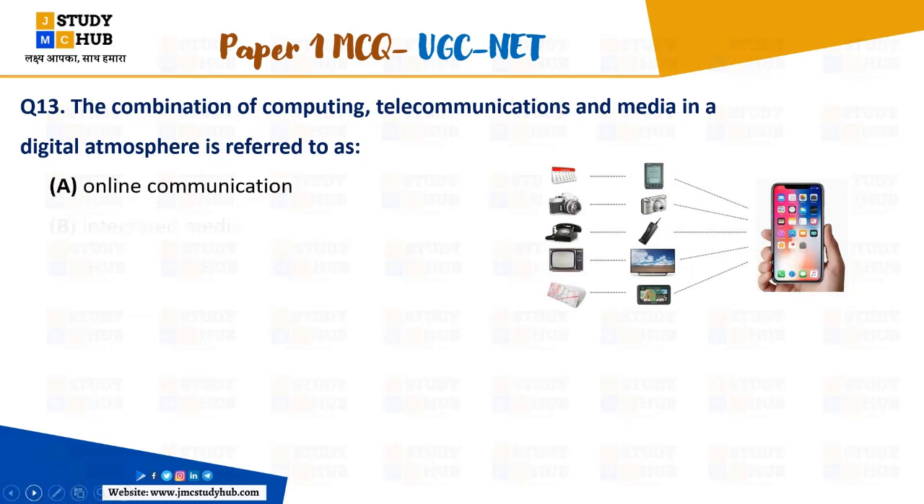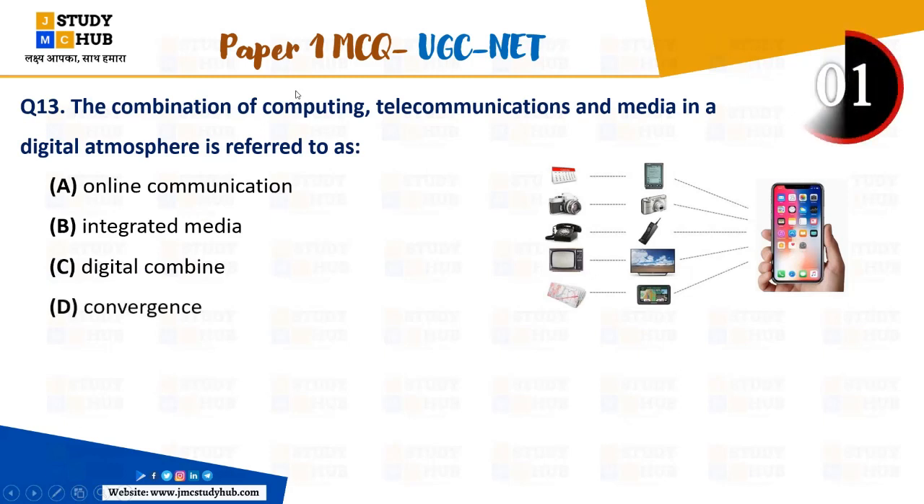So options are here: the online communication, integrated media, digital combine, and convergence. So right answer, please write it. You would definitely remember while writing the answers. Yes. So right answer is D, that is convergence. You can see that each and everything, whether you talk about the calendar, camera, telephone, computer, newspapers, televisions, each and everything has been accumulated in the mobile phone, and that we call convergence, which is a combination of computing, telecommunication, and media in the digital atmosphere.